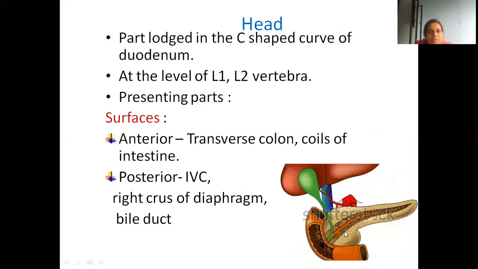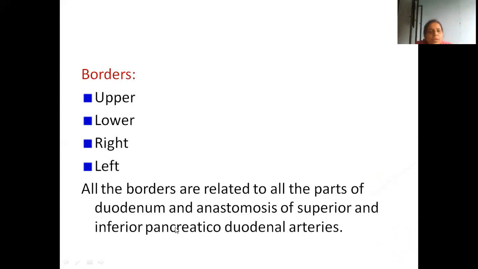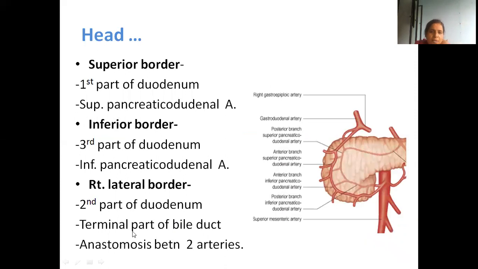Now, this is our head, which lies in the C-shaped fold of the duodenum, situated at the level of L1, L2 vertebra. Its anterior surface is related to the transverse colon and coils of intestines. If you remove this head, behind we will see the inferior vena cava, right crus of diaphragm, and bile duct. So what are the borders I told you? It has upper, lower, right and left borders. All the borders are related to the duodenum except the left border. Now if you see, you will understand more. This exclusively is the head.